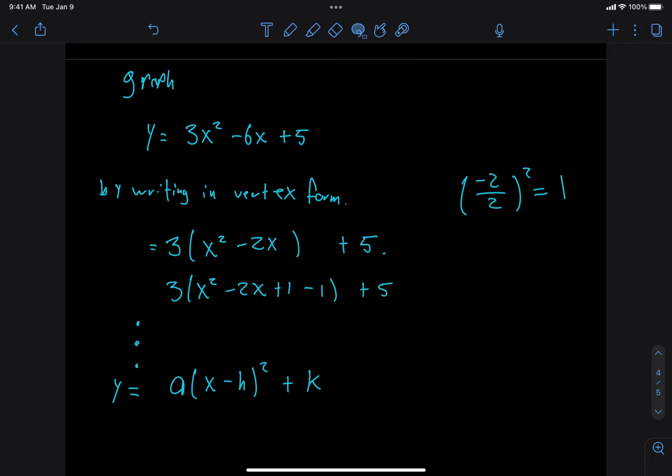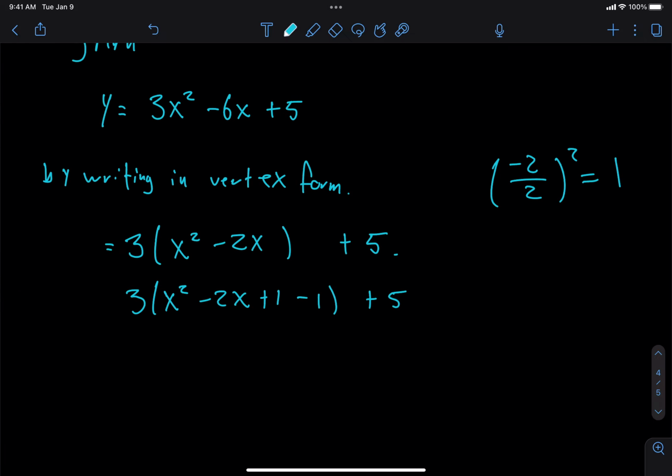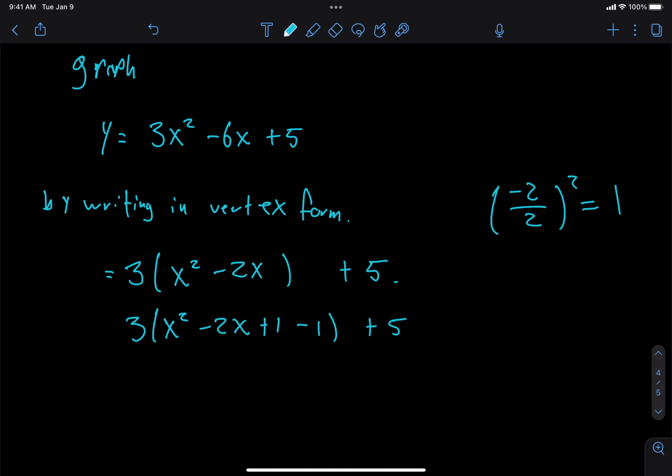Okay, somebody help me finish this off. We're nearly there, but what do I still have left to do? You tell me what to write. Factor the x squared minus 2x plus 1. Okay, so if I factor that, I get 3, and then inside I'm going to have x minus 1 squared, right? And then minus 1, and then plus 5.